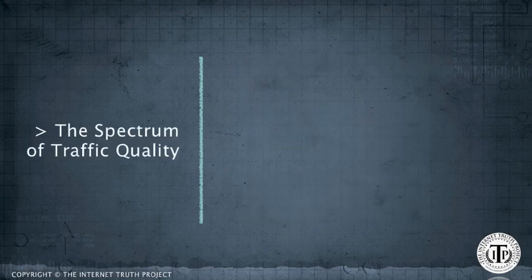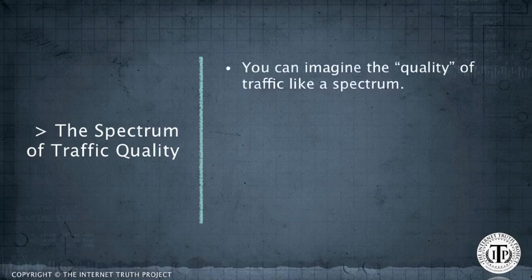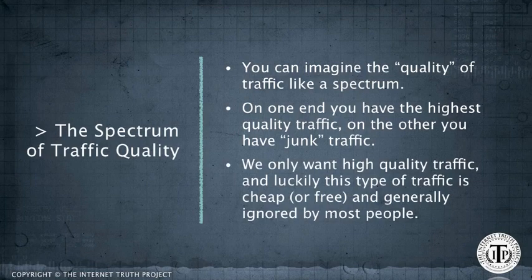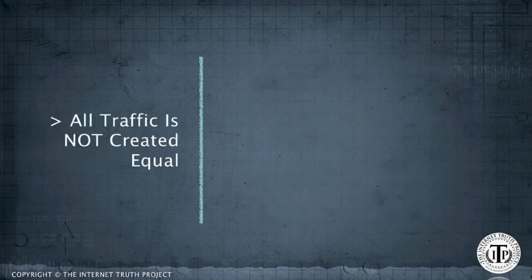So now let's talk about the spectrum of traffic quality. You can imagine the quality of traffic like a spectrum. On one end you have the highest quality traffic, and on the other you have junk traffic, traffic that doesn't convert, and maybe it's even bot traffic, which means it's not even a real person. We only want to focus on the highest quality traffic, and the good news is this type of traffic is very, very cheap, oftentimes free, and generally it's ignored by most marketers. And again, not all traffic is created equal.